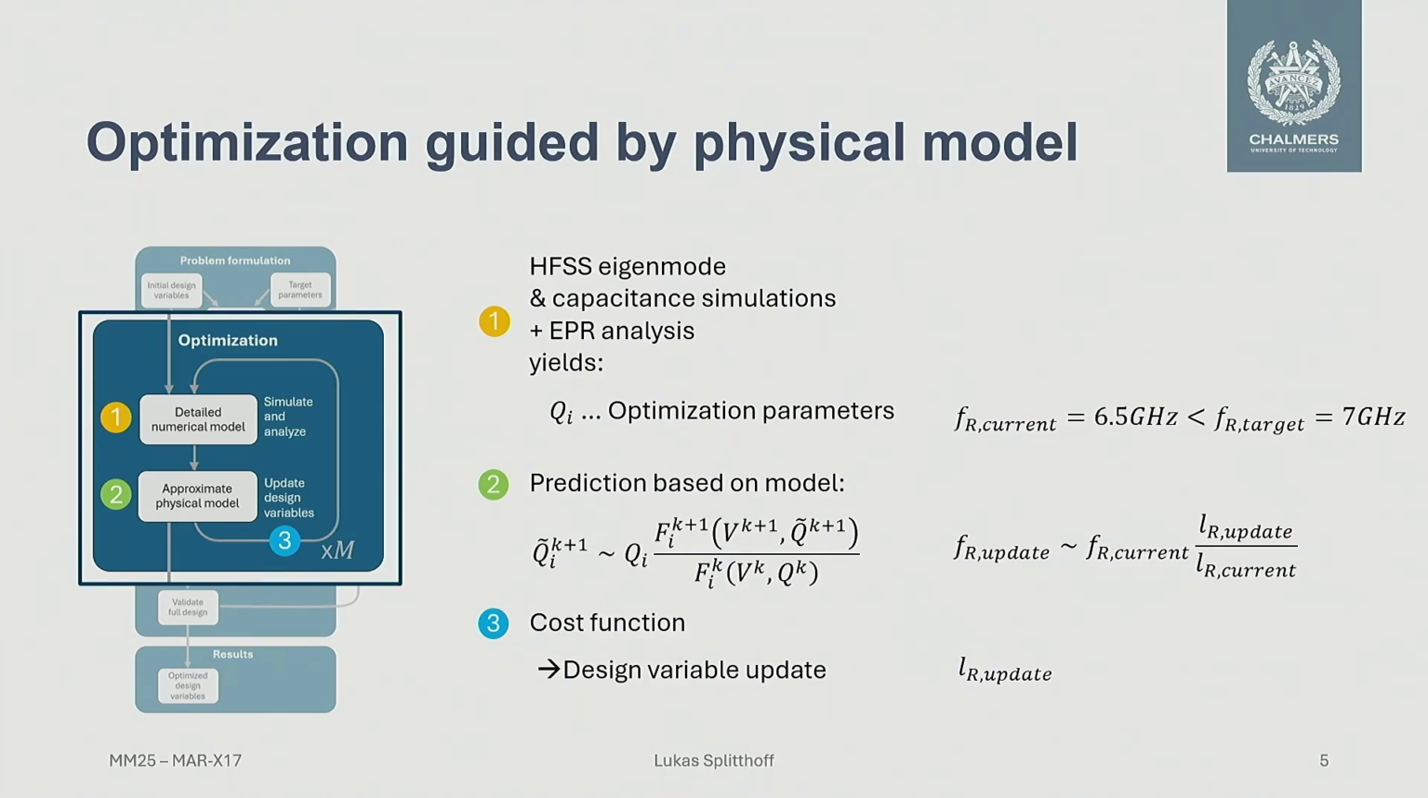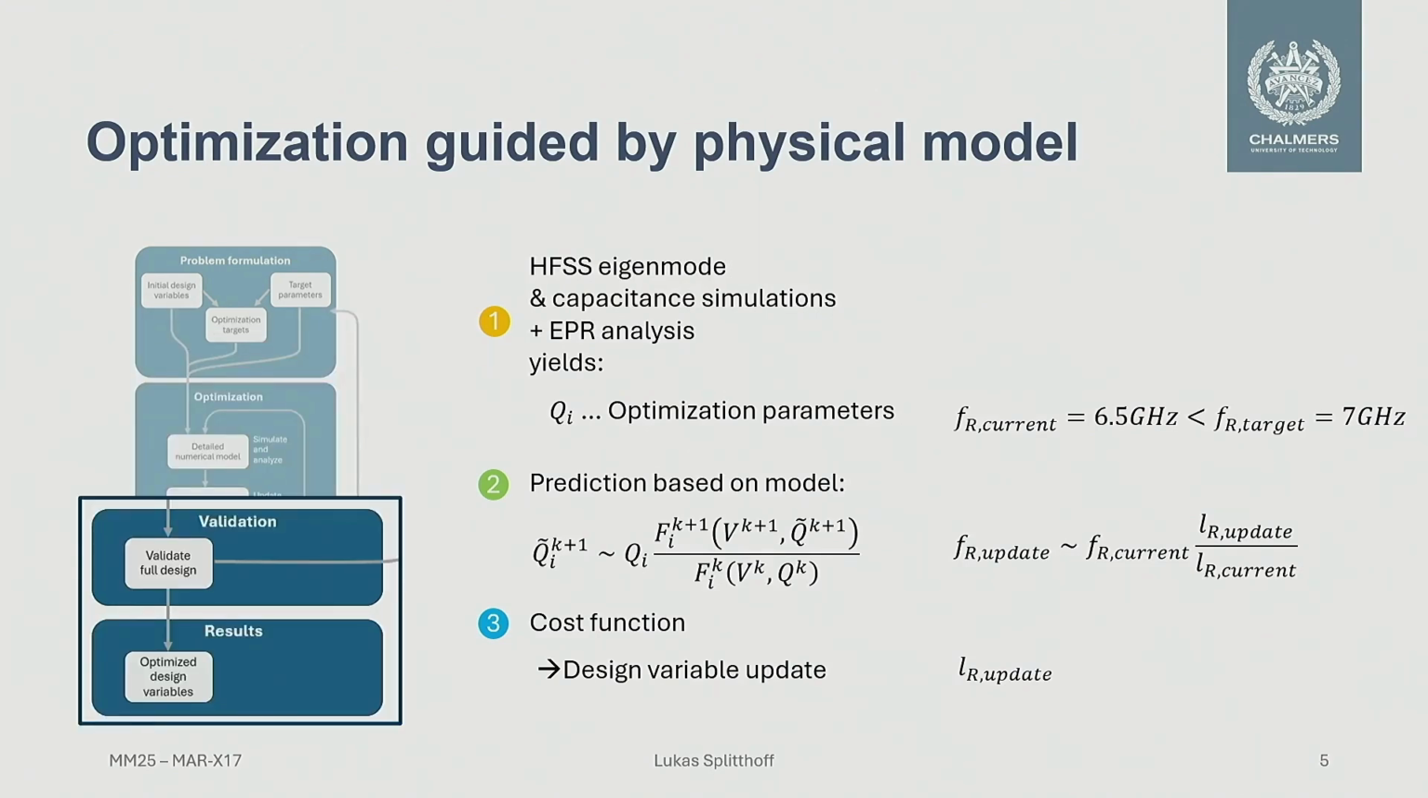So we run through this optimization loop m times, but at some point we're satisfied, we reach a convergence, and this is when we move on and validate our results. We basically check that the numbers that we've obtained make sense, and then we populate our design database with the design variables that we've obtained from this optimization.